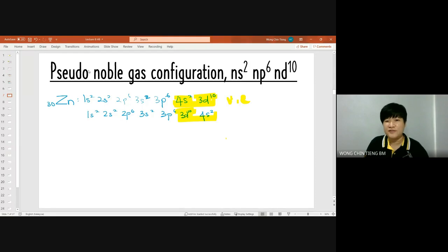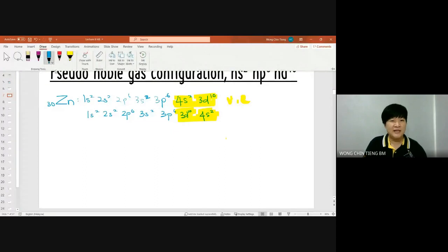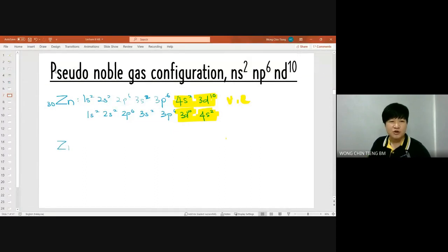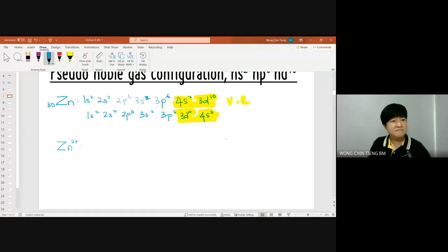Okay, 4s2. So your valence electron over there, 4s2, 3d10. Himan, kalau zinc nak jadi 2+, elektron buang dari mana dulu, Man? Dari 4s dulu. Thank you.